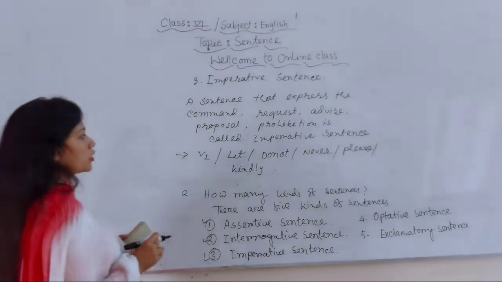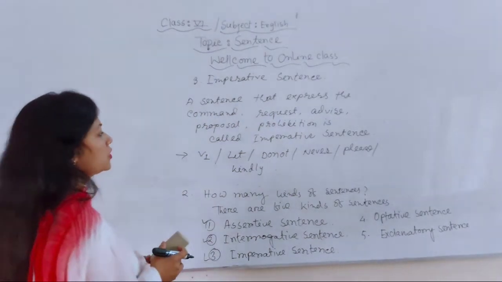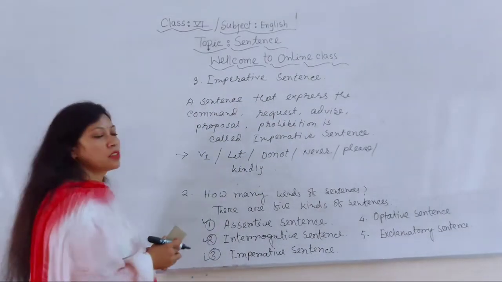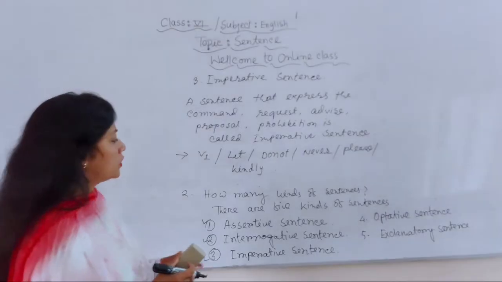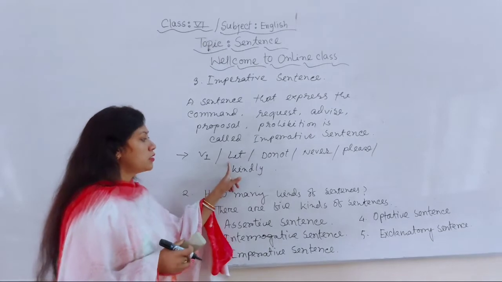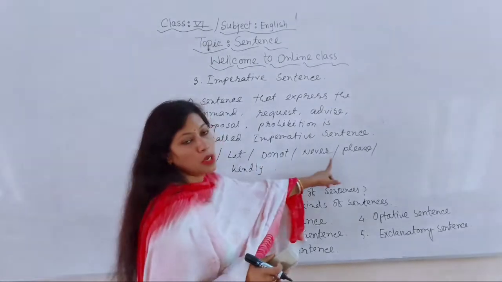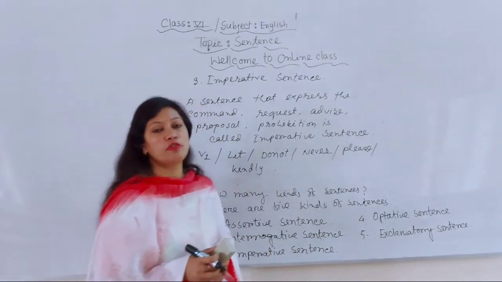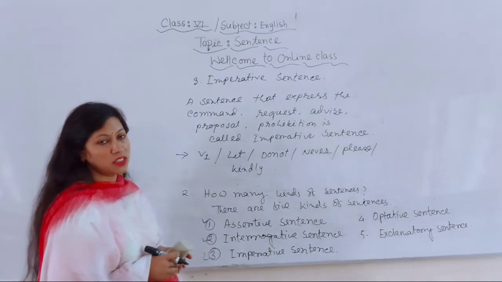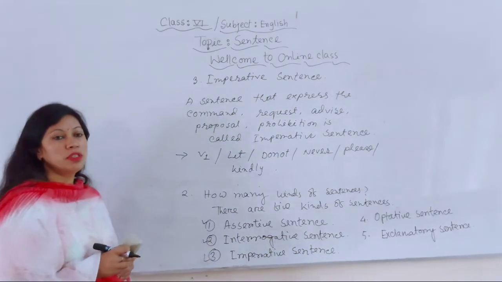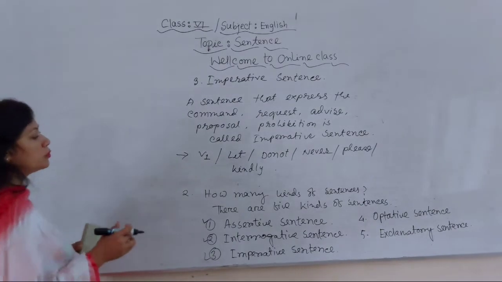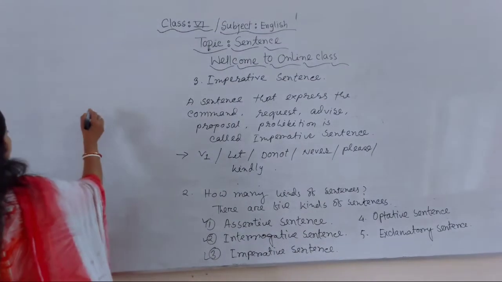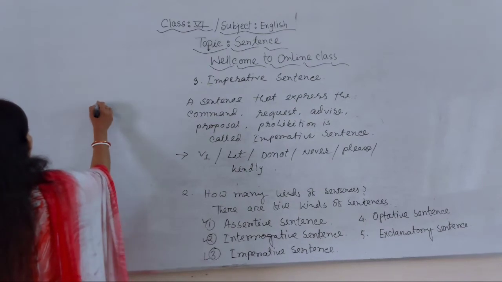A sentence that expresses a command, request, advice, proposal, or prohibition is called an imperative sentence. And if any sentence starts with verb 1, let, do not, never, please, or kindly, and lastly a full stop, you understand it's an imperative sentence. Look, students, here I give 5 examples. Stand up.